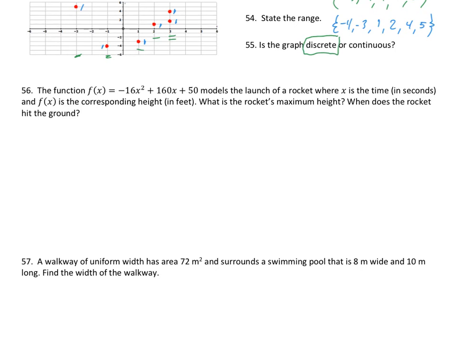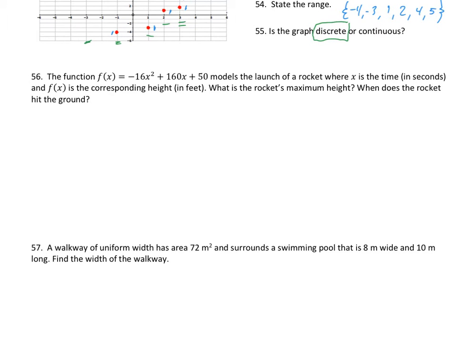Let's see. The function f of x equals -16x squared plus 160x plus 50 models a rocket launch, where x is time and f of x is the height. So what's the rocket's maximum height? When does the rocket hit the ground? Alright, so gotta think about what this graph would look like, as the rocket moves through the air and also through time. So here's the 50 feet it started at.